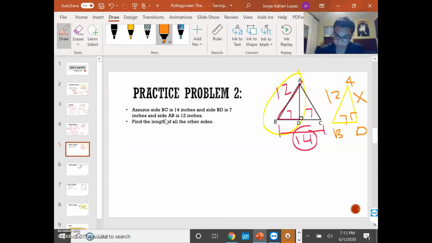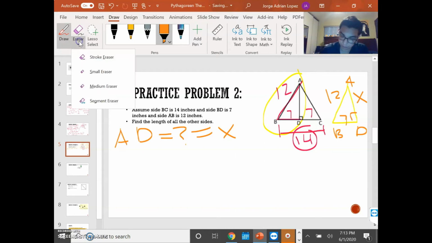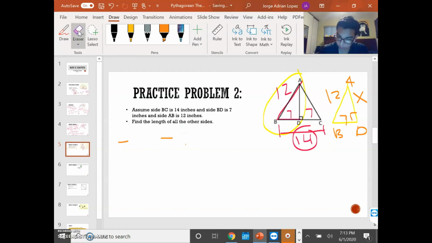We don't know the side from A to D. We don't know what that is, and so we're going to set that to X. So if side A to D is X, and B to D is 7, and A to B is 12, what do we use? Pythagorean theorem, right? So let's do it. Let me give myself some room, and then we can write this.